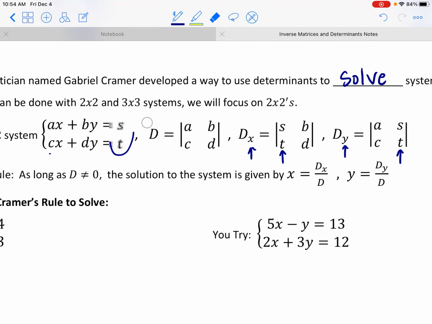Okay? So, if we can calculate each of those different determinants, as long as our overall determinant is not equal to 0, then our solution, remember it's going to have an x and a y value, will be the determinant of x divided by the overall determinant, and then the determinant of y divided by the overall determinant. It's a lot of determinants, but it's an easy thing to calculate. Just make sure that you're organized with your work, okay?